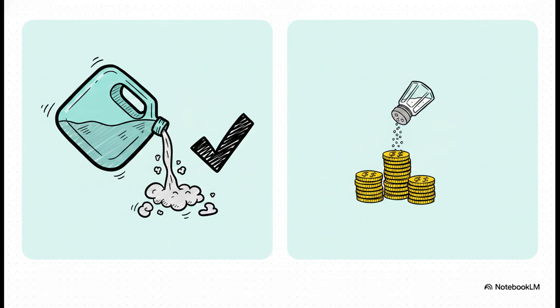Muriatic acid is a liquid. It's incredibly fast-acting, it's super cheap, but yeah, it produces some pretty strong, harsh fumes. Now, dry acid, or sodium bisulfate, is granular. It's definitely safer to store and handle, but it dissolves a lot slower, it costs 2 to 3 times as much per treatment, and it leaves behind sulfates in your water. So for our purposes today, we're going to focus on the industry standard, which is muriatic acid.